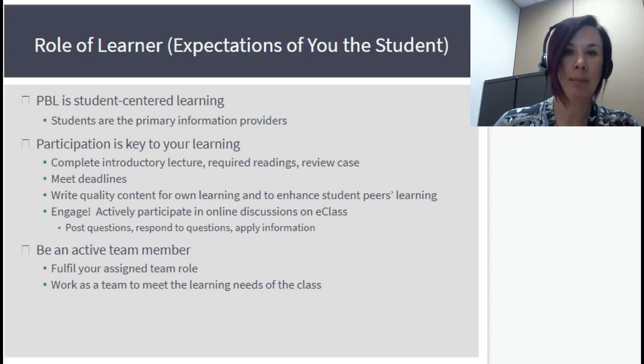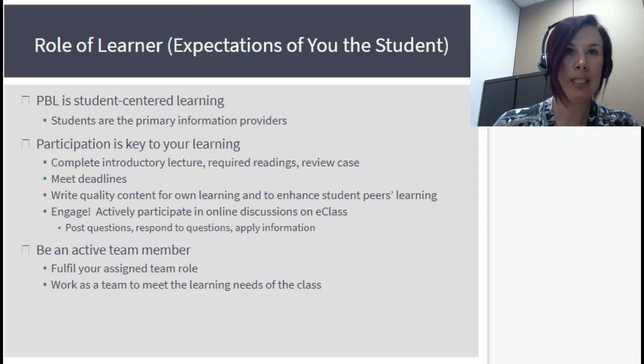Students are expected to complete their learning activities as scheduled, meet the deadlines set by the team, and demonstrate engagement with the team and process. Some of the specific learning activities include completing the introductory lecture, required pre-readings, and reviewing the case at the start of each topic. Also, writing quality content for the learning of yourself and your peers during a topic module. Finally, it is so important to be an active contributor to the online discussions.